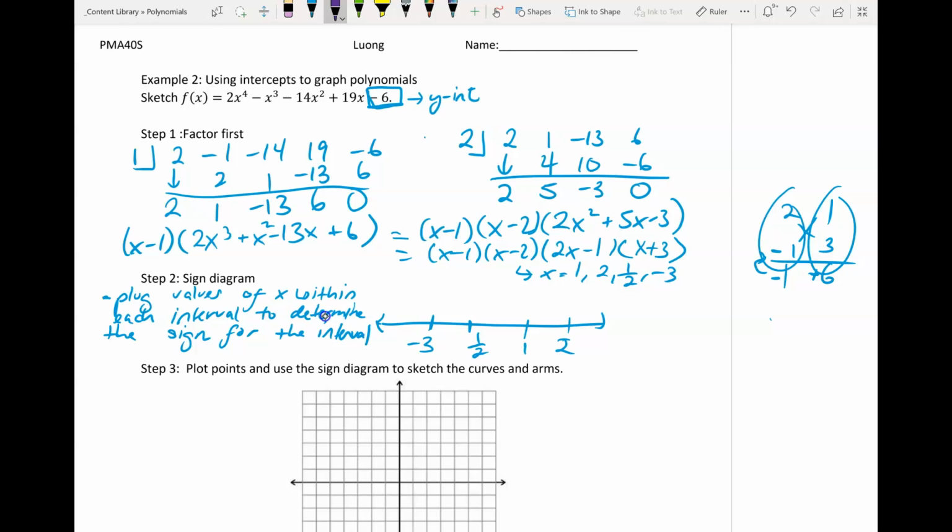So in between negative infinity and -3, I can pick any number that fits in that interval. So let's just say we can pick -4. And I only care about if it's positive or negative. So I'm going to use the factored form here.